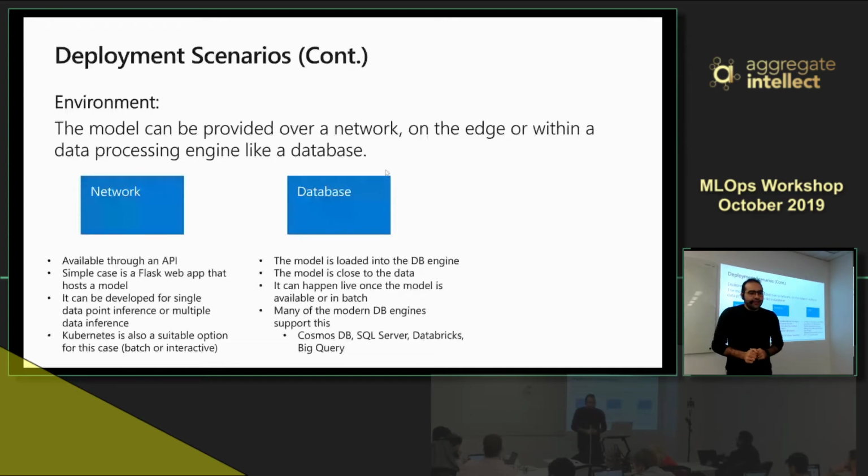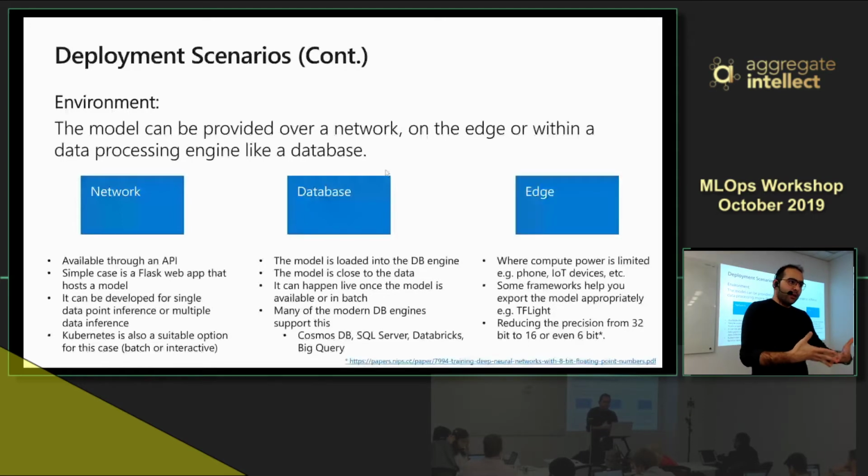And the last one is the edge. The edge is wherever your compute resources are limited. For instance, with TensorFlow Lite Edge, you can host your model on a phone, like an Android phone, or reduce the precision of your neural net from 32-bit to 16 or 8, which some of the frameworks will help you do. Or you can use some runtime engines that help you serialize the model in a much more compact way, which you can run better on a low-power compute engine.